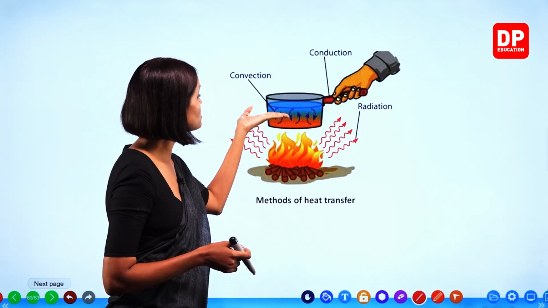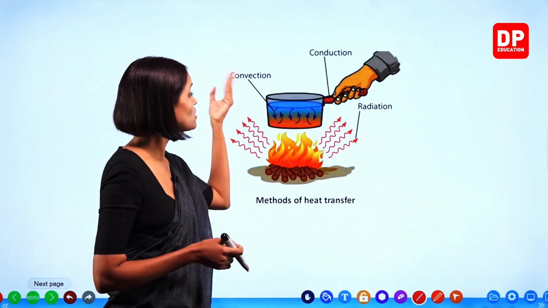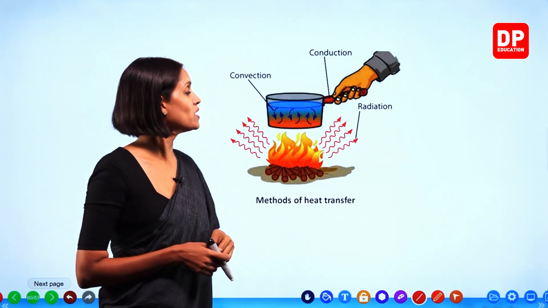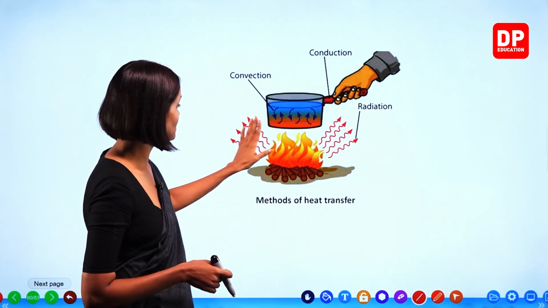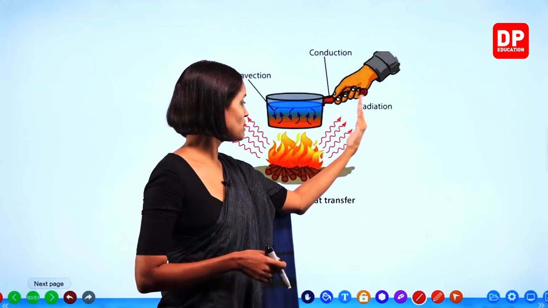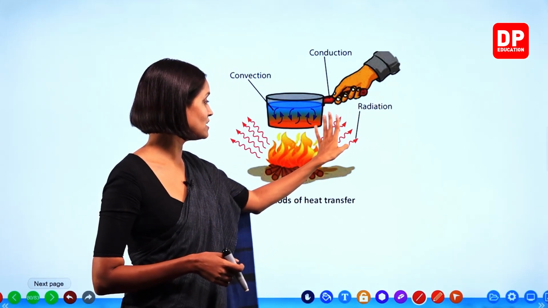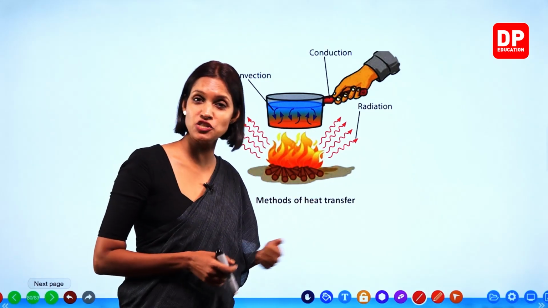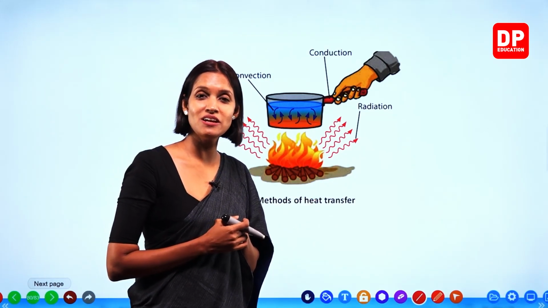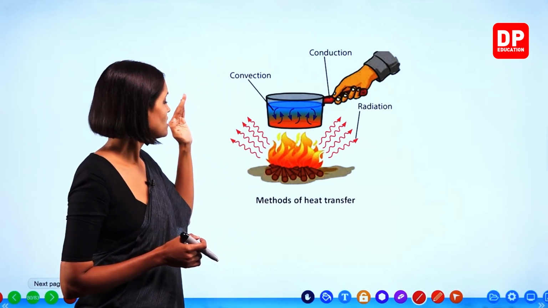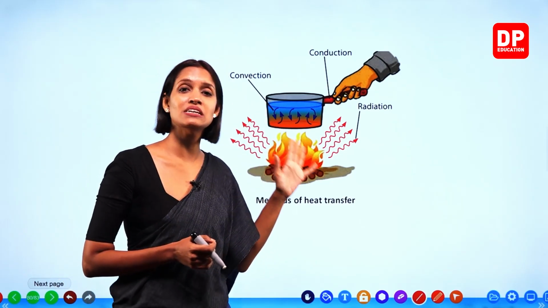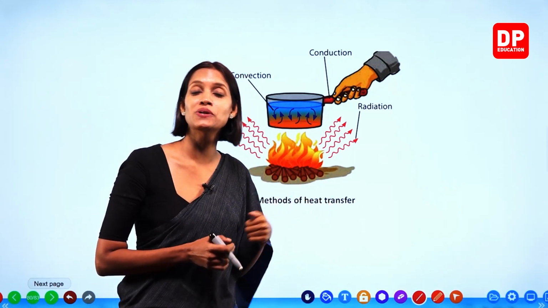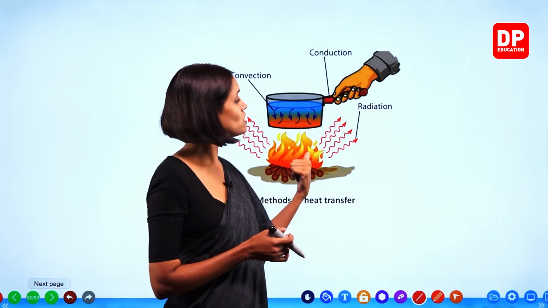When you consider the water inside this vessel, water gets heated up by convection. Okay, and when you consider this fire, if you bring your hand somewhere near this fire, you will feel the warmth. That is because of radiation. Okay, children, so I hope you understood the methods of heat transfer very clearly after learning these chapters and after doing all these experiments. Right, we'll move on to the next.